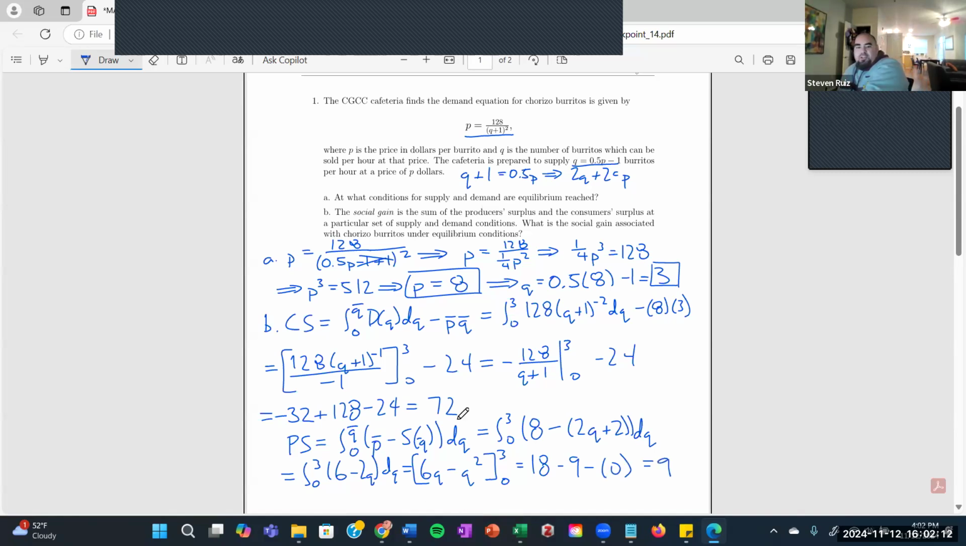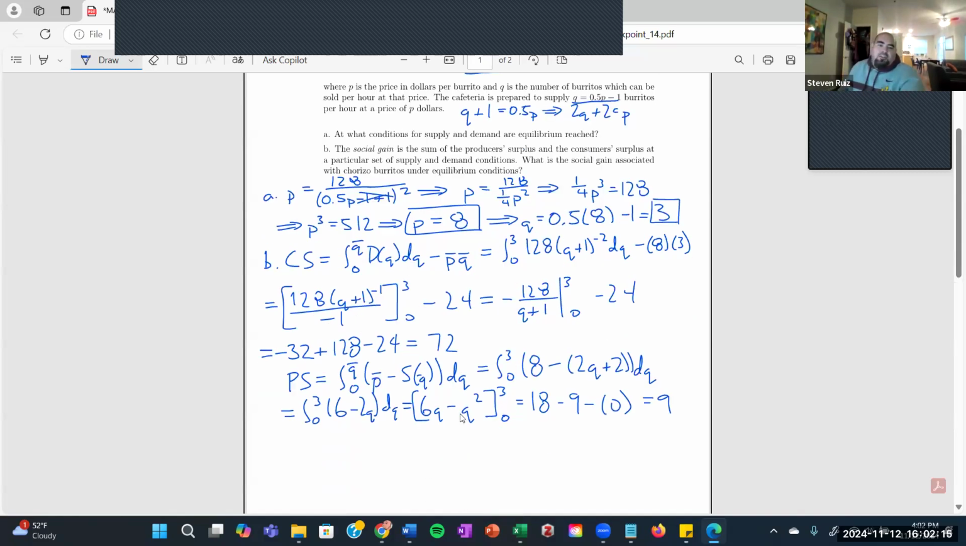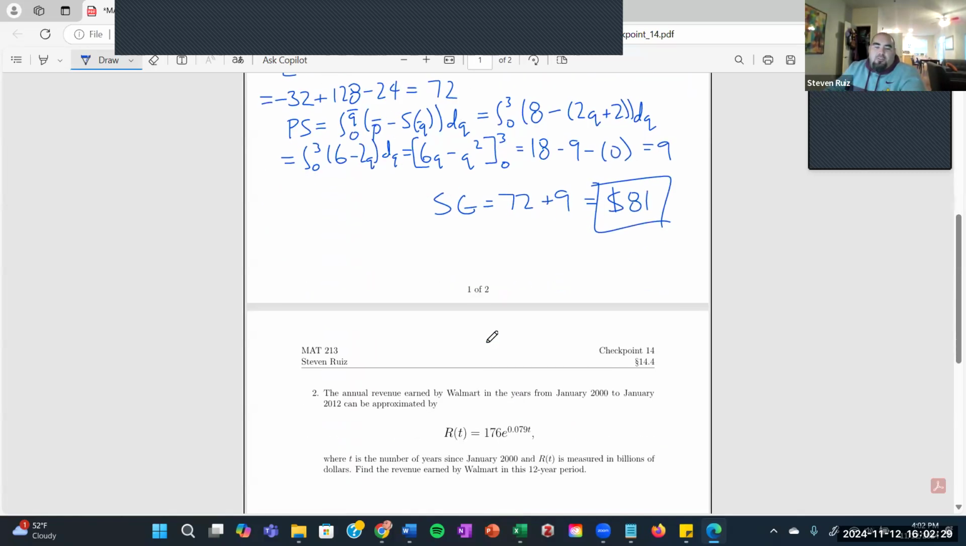So I got a consumer surplus of $72, a producer surplus of $9. That means my social gain is equal to 72 plus 9, which is $81. All right, that's all for question 1.